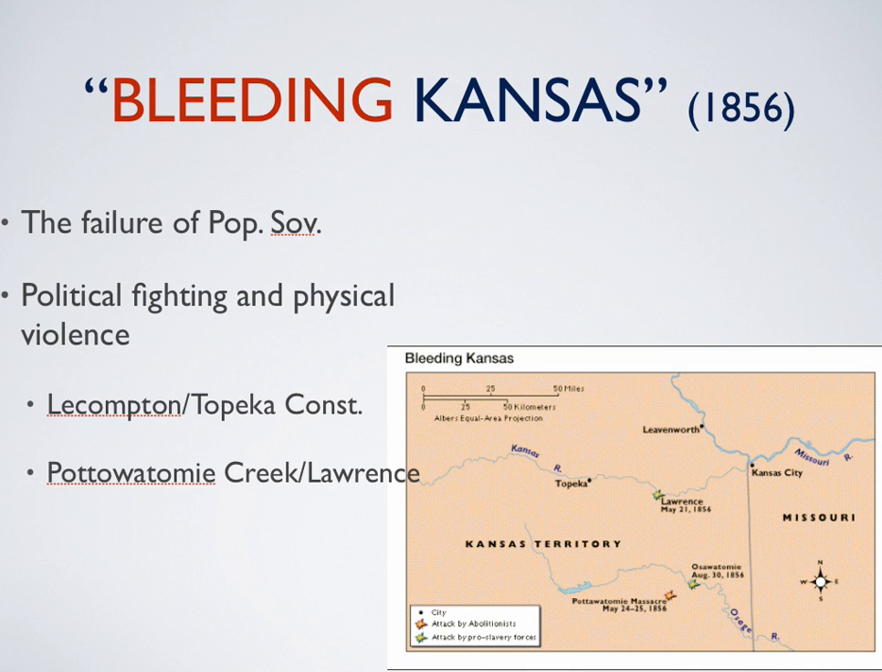Nebraska is later, much later, going to come in as a free state, and Kansas is eventually going to come in as a free state. So the idea of splitting them didn't work. Popular sovereignty didn't work.